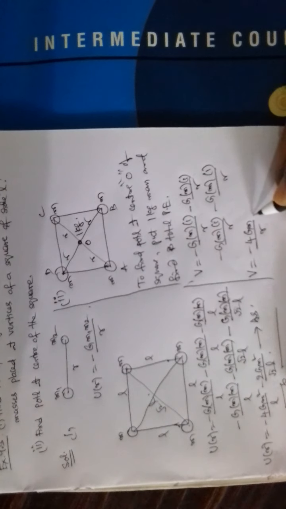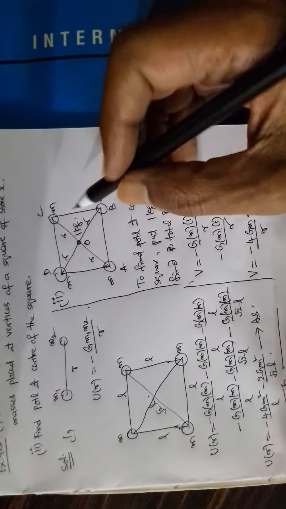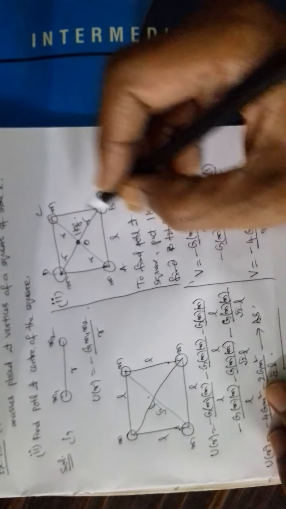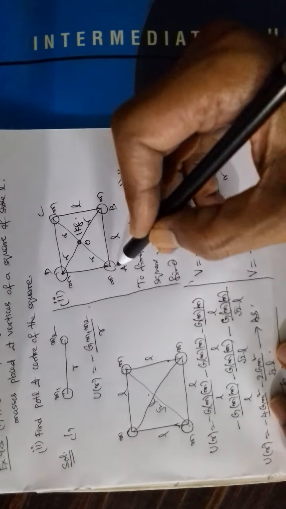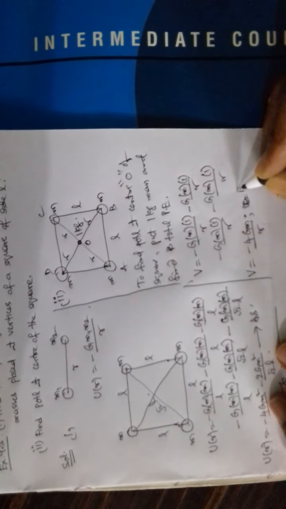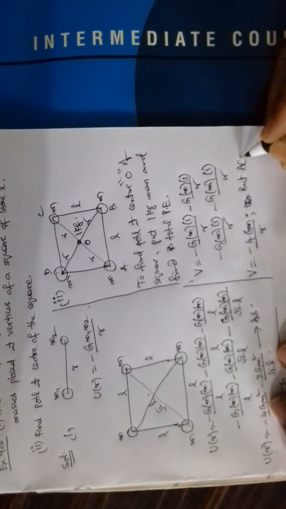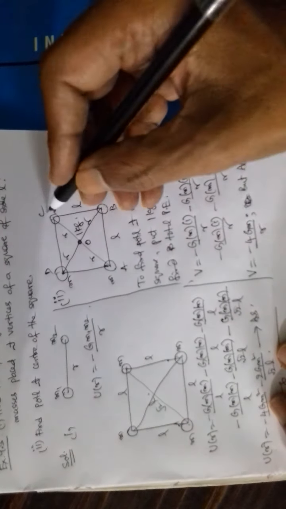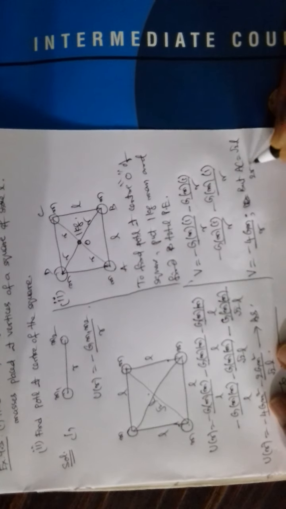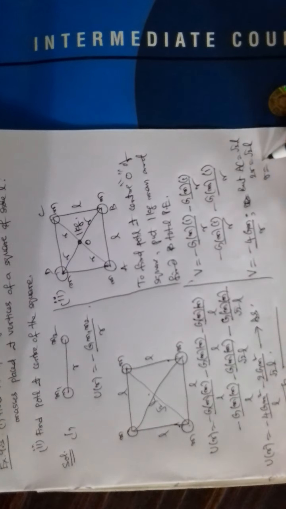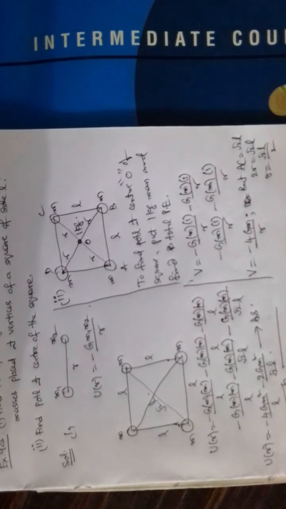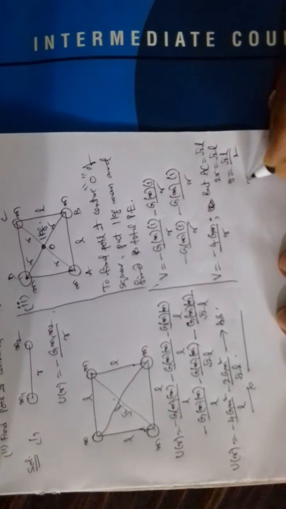V is equal to, no, R is equal to. So actually this is L, this is L, and this is root 2 L. So AC is equal to root 2 L. AC means R plus R, 2R, and R is equal to root 2 L by 2. That is R is equal to L by root 2.